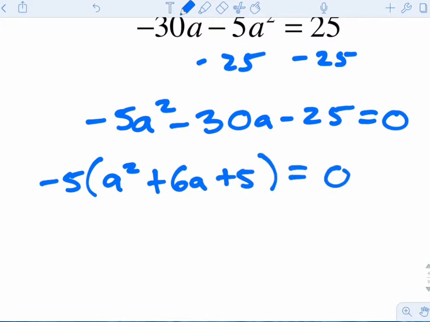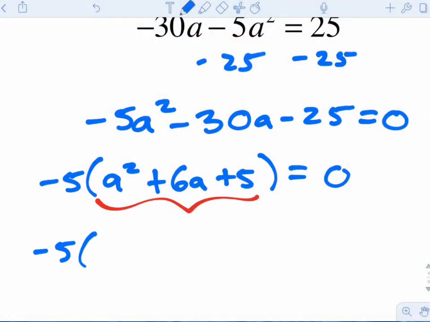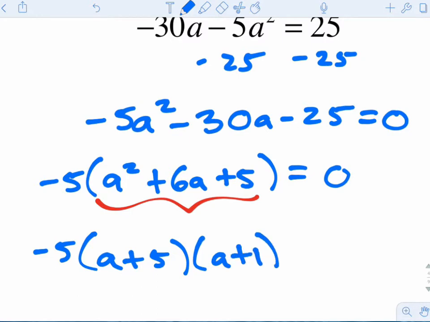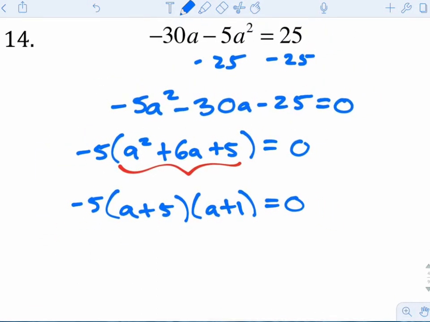And now we say, well, how does this factor? I see a trinomial. The leading coefficient is 1. I'm feeling good. I think this is going to factor as a plus 5 times the quantity of a plus 1. You can multiply it out to confirm. And if these three things are going to multiply to give 0, at least one is going to have to equal 0.